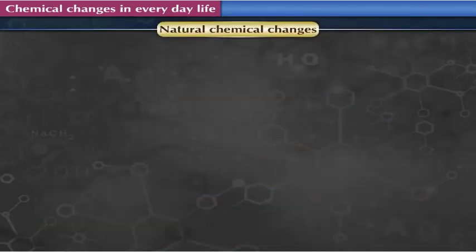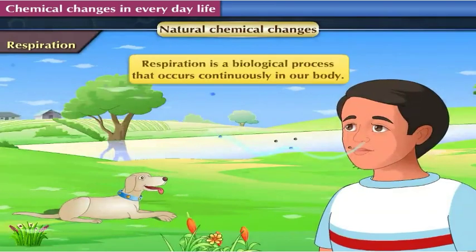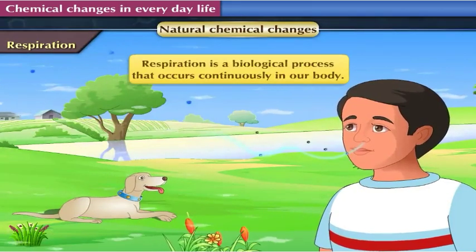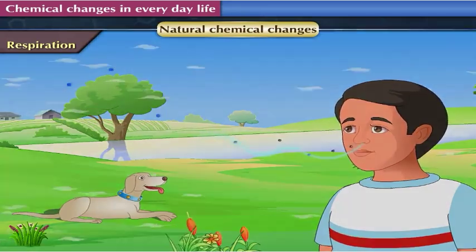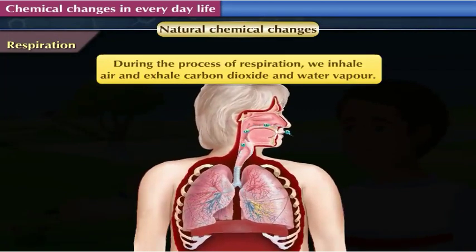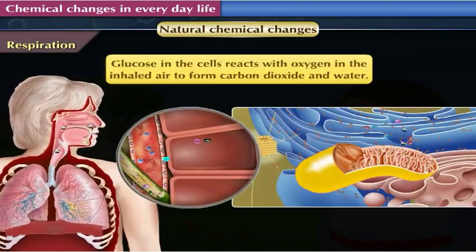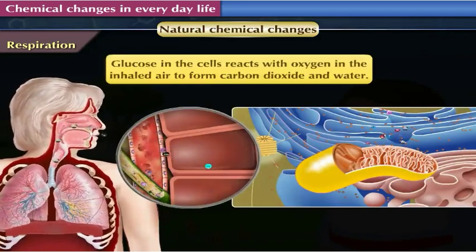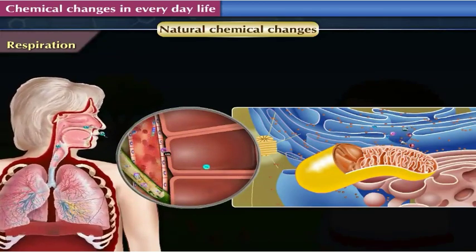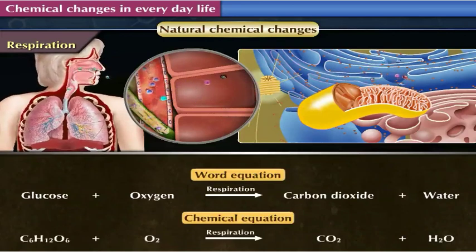Natural chemical changes. Respiration. Respiration is a biological process that occurs continuously in our body. During the process of respiration, we inhale air and exhale carbon dioxide and water vapor. Here, glucose in the cells reacts with oxygen in the inhaled air to form carbon dioxide and water. This process can be expressed in the form of word equation and chemical equation.